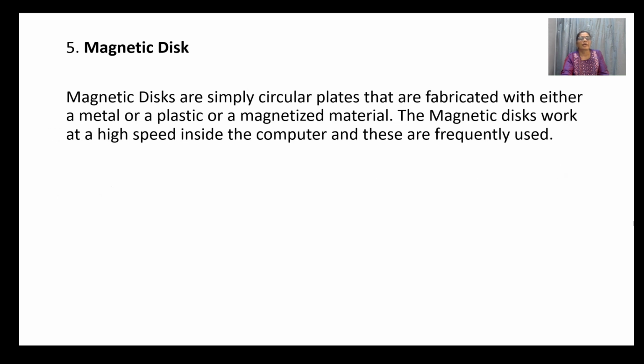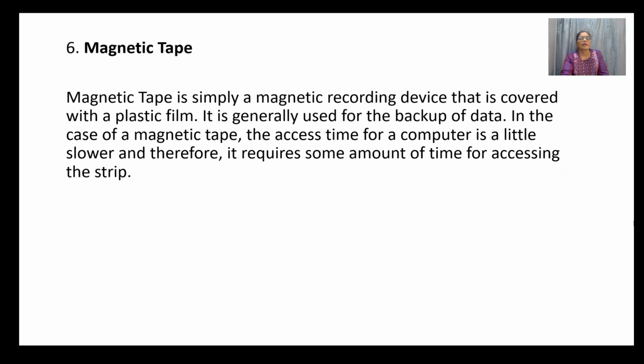And next one is the magnetic disk. These are simply circular plates that are fabricated with either metal or plastic material. The magnetic disk works at a high speed inside the computer, and these are frequently used. Next one is magnetic tape. It is simply a magnetic recording device that is covered with a plastic film. It is generally used for the backup of the data.